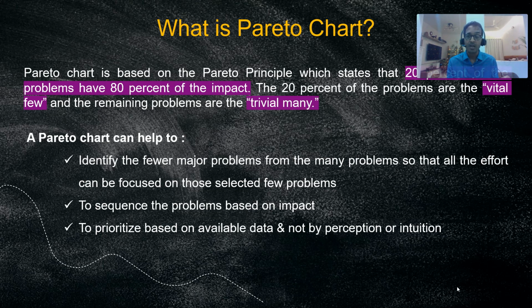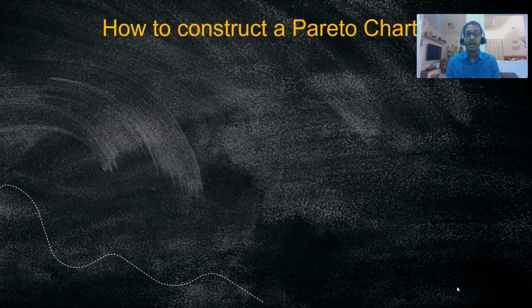The last one, you can also prioritize based on the available data and not by perception or intuition. So as I've told you, the example, the personal side and the business side. In the business side, you can never take any decision based on perception. It should be based on data. Okay, so that's the basics on what is a Pareto chart and how to construct a Pareto chart.